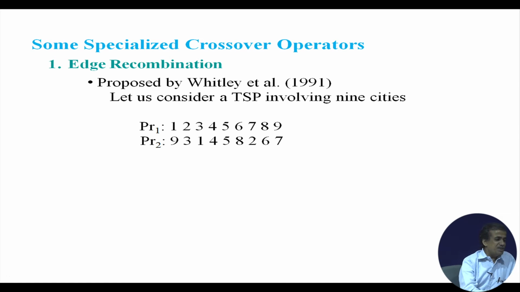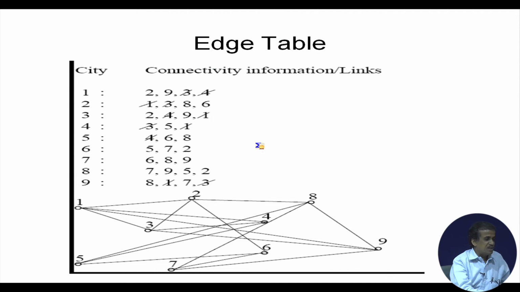Now, supposing that I have two sequences as parents. There are 9 cities here, 9 cities mean 9 factorial, so many possibilities. So parent 1, supposing, is 1, 2, 3, 4, 5, 6, 7, 8, 9, and parent 2 is 9, 3, 1, 4, 5, 8, 2, 6, 7. This is a very typical example, you can take some other example also. So this is parent 1 and parent 2. So how do we find the feasible children solution using this edge recombination crossover operator? I am going to discuss that.